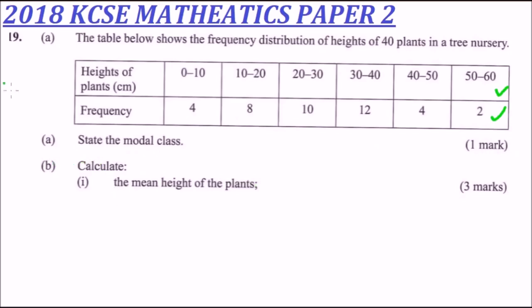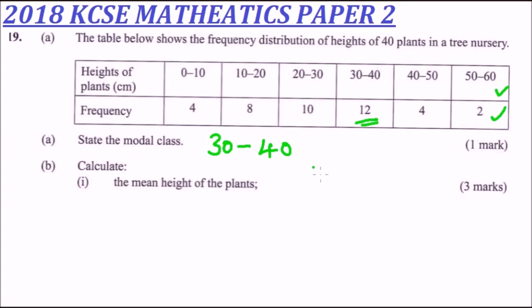So the first question we are told is to state the modal class. The modal class is that class with the highest frequency, and we check on our table. This is a class that has the highest frequency, so the modal class is 30 to 40. That is the modal class.